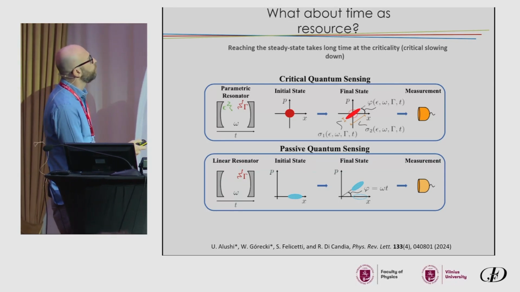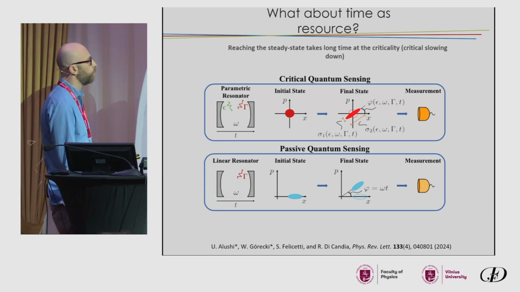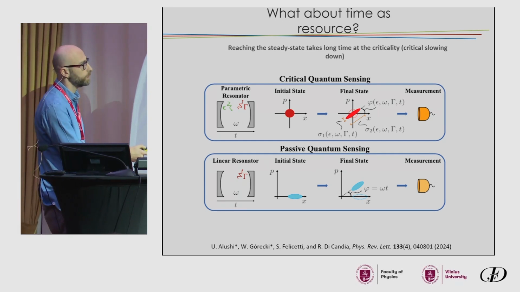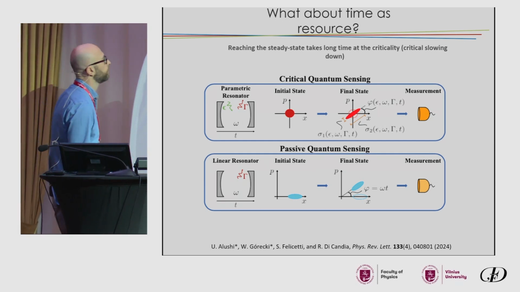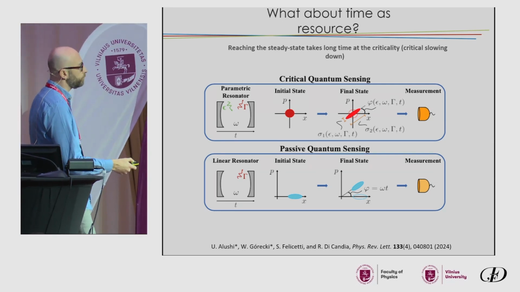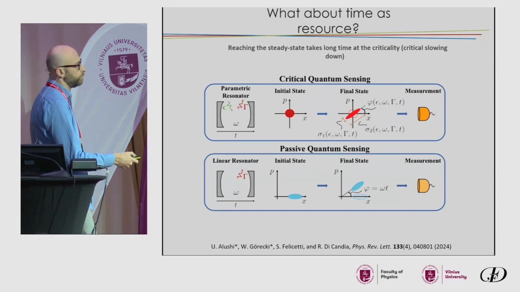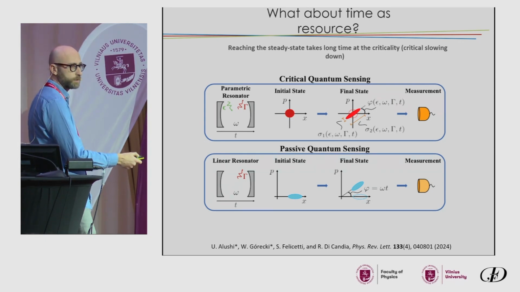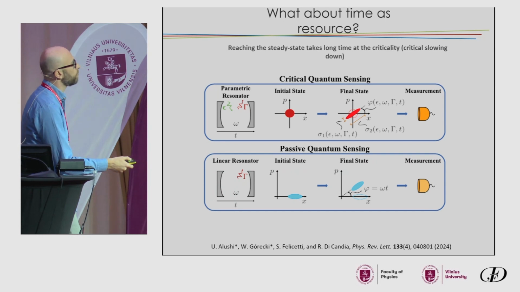And okay, so what we did is to compare two types of protocols. One, the critical quantum sensing protocol, where we start with a steady state, then we evolve under the Hamiltonian, and then we measure. Then we compare this with the passive quantum sensing, where we first prepare some state, then we evolve under just omega a dagger a. We basically rotate the state, and then we measure.